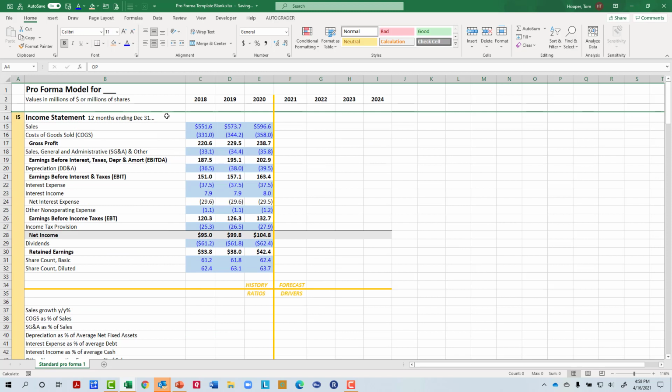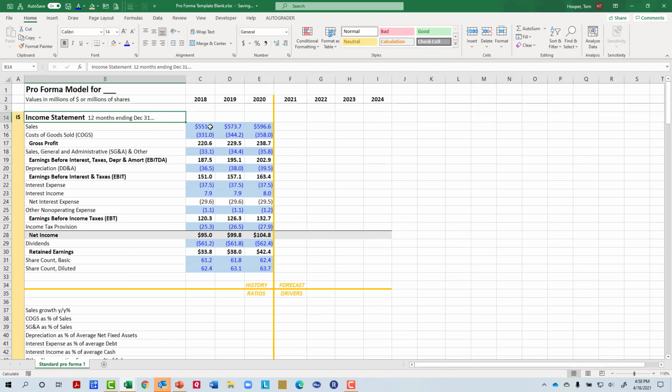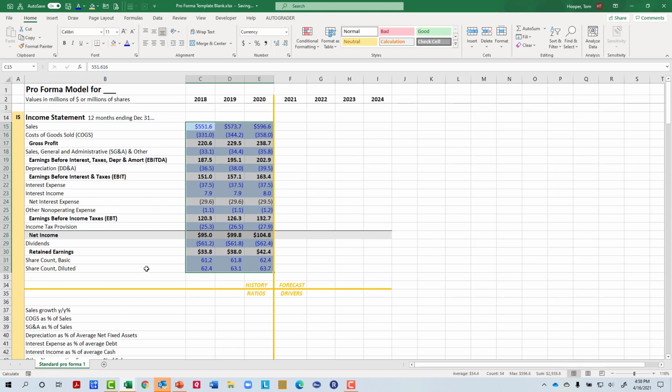What you see is we're starting with the income statement. We've got the historical income statement that we pulled from the 10K. Also pulled a little bit of share data and some dividends. That's our history. Here in a moment we'll forecast some ratios and use them to predict some drivers. And from those we'll come back up here and forecast our line items.